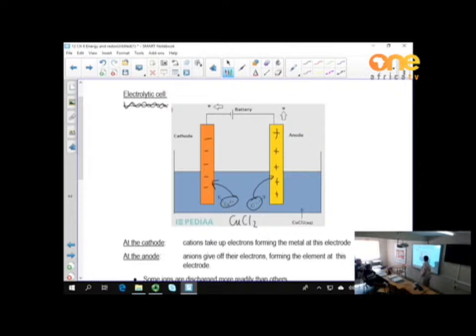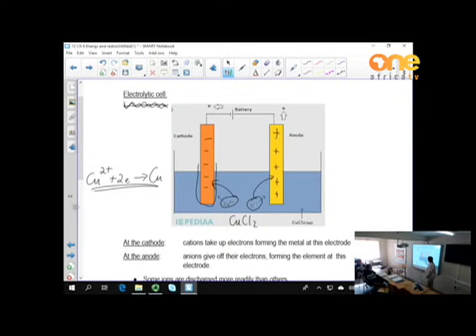Well, the copper 2+ is going to gain 2 electrons, and it's going to form copper. So we will get some copper deposited on that electrode. All right? What do we call a gaining of electrons? Reduction. So at this electrode, reduction occurs.